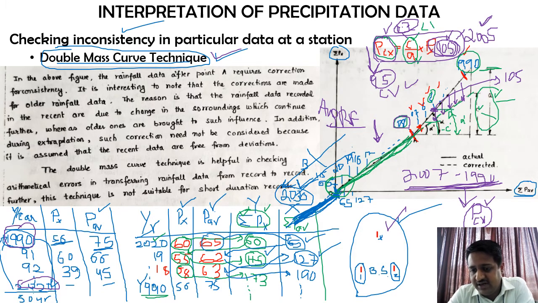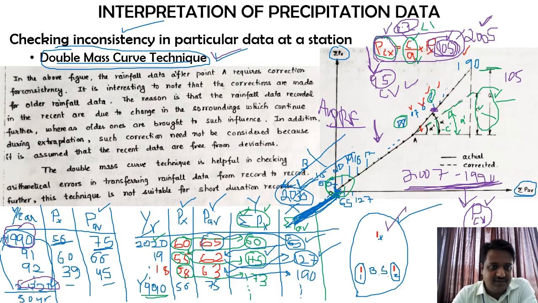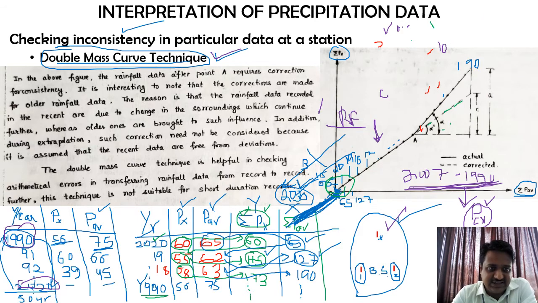Fine. So keeping this in mind, I'll just read up the theoretical aspect. In the above figure, that is this particular figure, the rainfall data after point A requires correction for consistency. So till now what we have discussed, a partial explanation for the same is given over here in this paragraph.